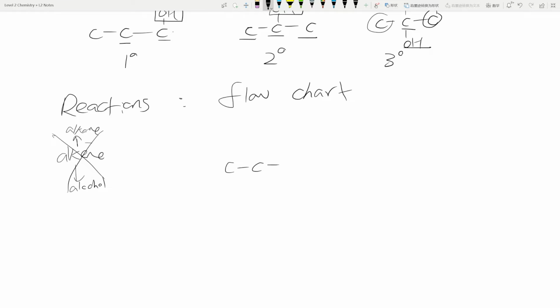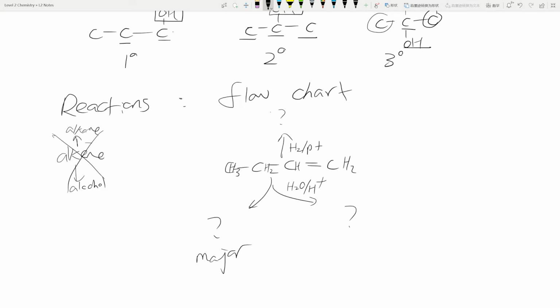All right, so if you start with but-1-ene, like something like this, I'll do it later down the track. Would you know how this turns into an alkane? If you add H2 and platinum or nickel at 200 degrees, what does that make? If you react this with H2O/H plus, what do you make? And do you know which one's major and which one's minor? These are the sort of things.